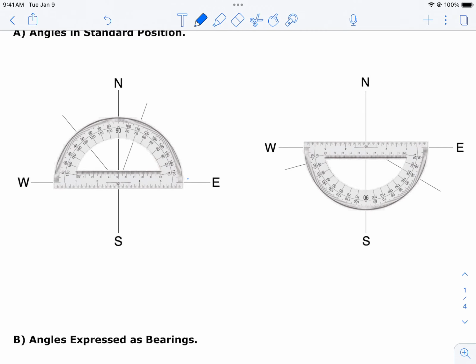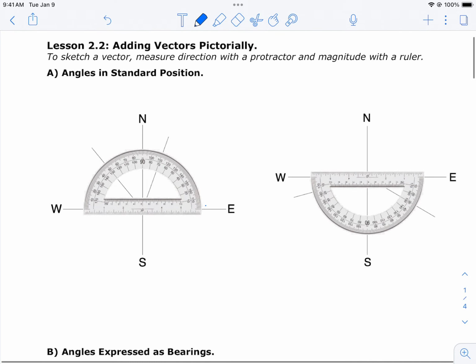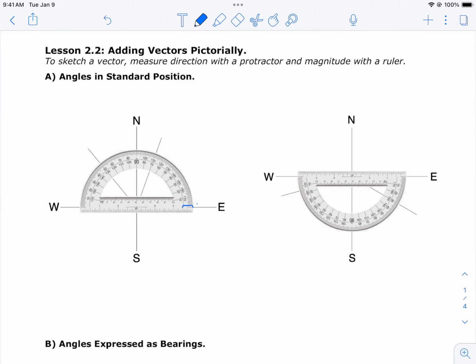So again, what are you doing? Get these lines lined up. This represents 0 degrees, and this might represent 180 degrees. Get those lines lined up nice. There should be a crosshair here, and the 90 degrees too. Get those lined up on the north-south. And when they're lined up, you're ready to start measuring.